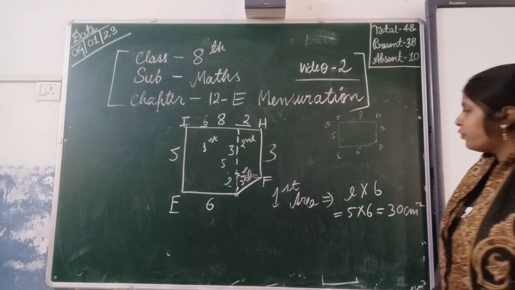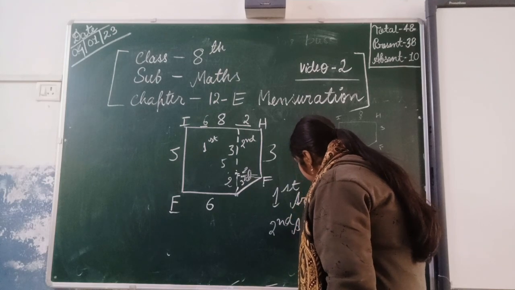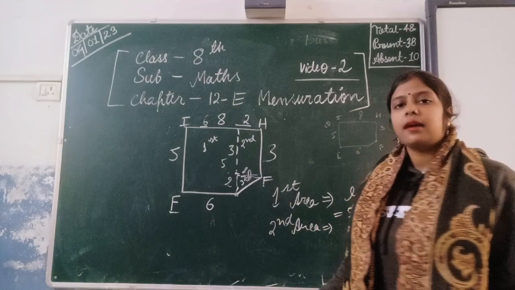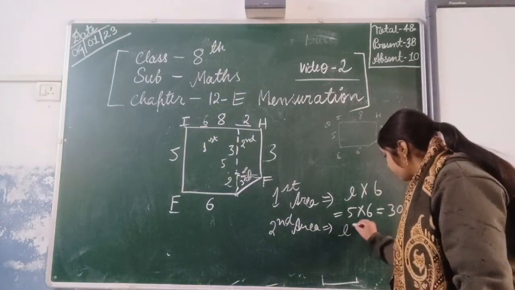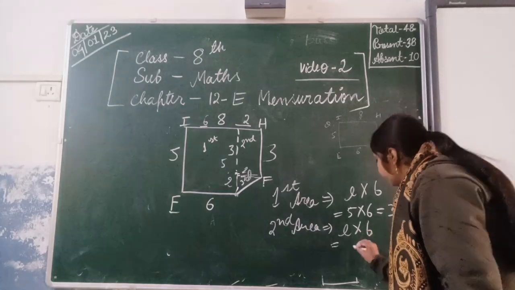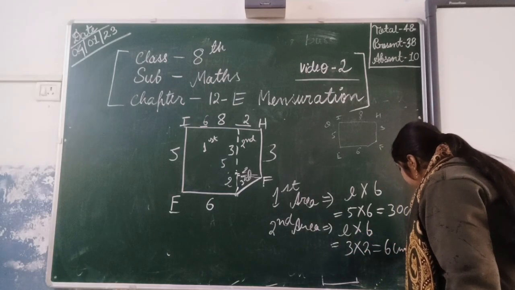Moving forward, for the area of the second shape, again it is a rectangle itself. So we will apply length into breadth. Length is 3 and breadth is 2. It will come 6 centimeters square.